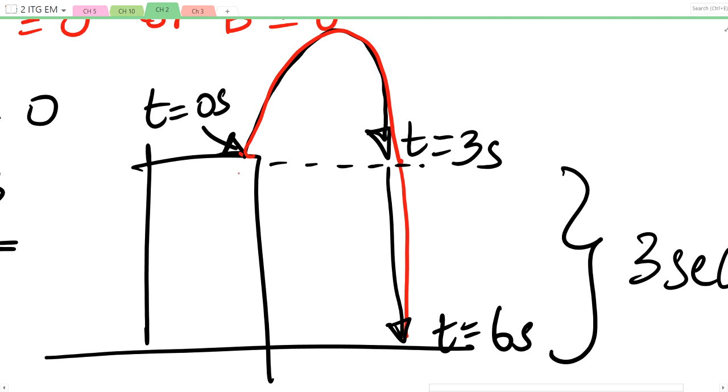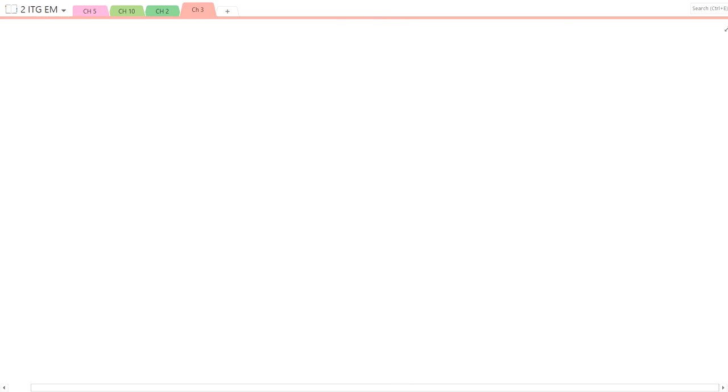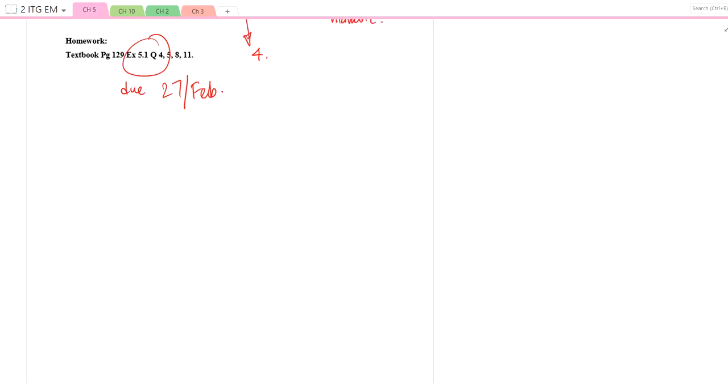Any other questions? Is this the only one that you have problems for 2.3? Okay, so let us move on to chapter 5. Okay, so these were the homework questions.